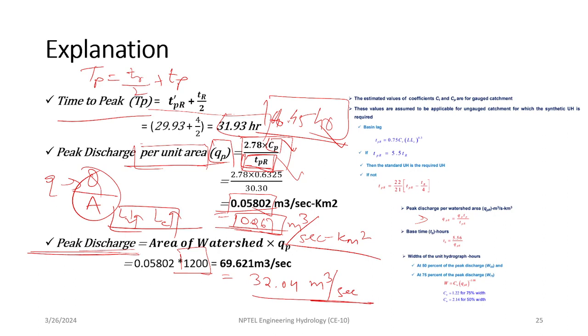because if you look into that watershed, we don't have any information, right? So we have to compute every parameter, and then only can we finally say yes, this is the peak discharge.